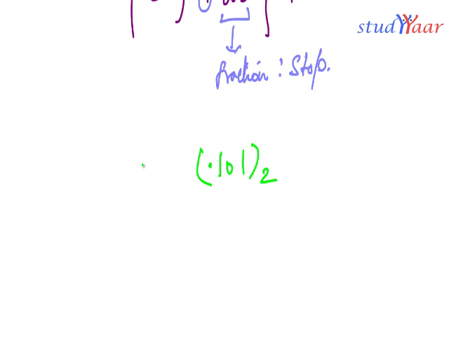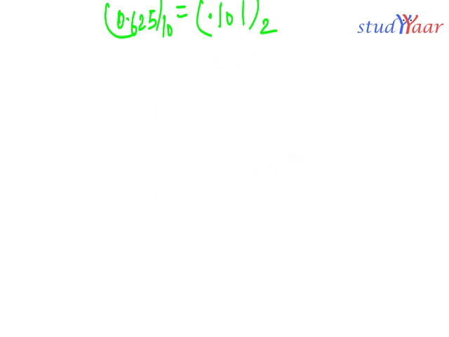So my 0.625 in decimal is equal to 0.101 in binary, right? Let's just verify that this is correct. 0.101, right? Let me just write the indices. This is 0, this is -1, -2 and -3.